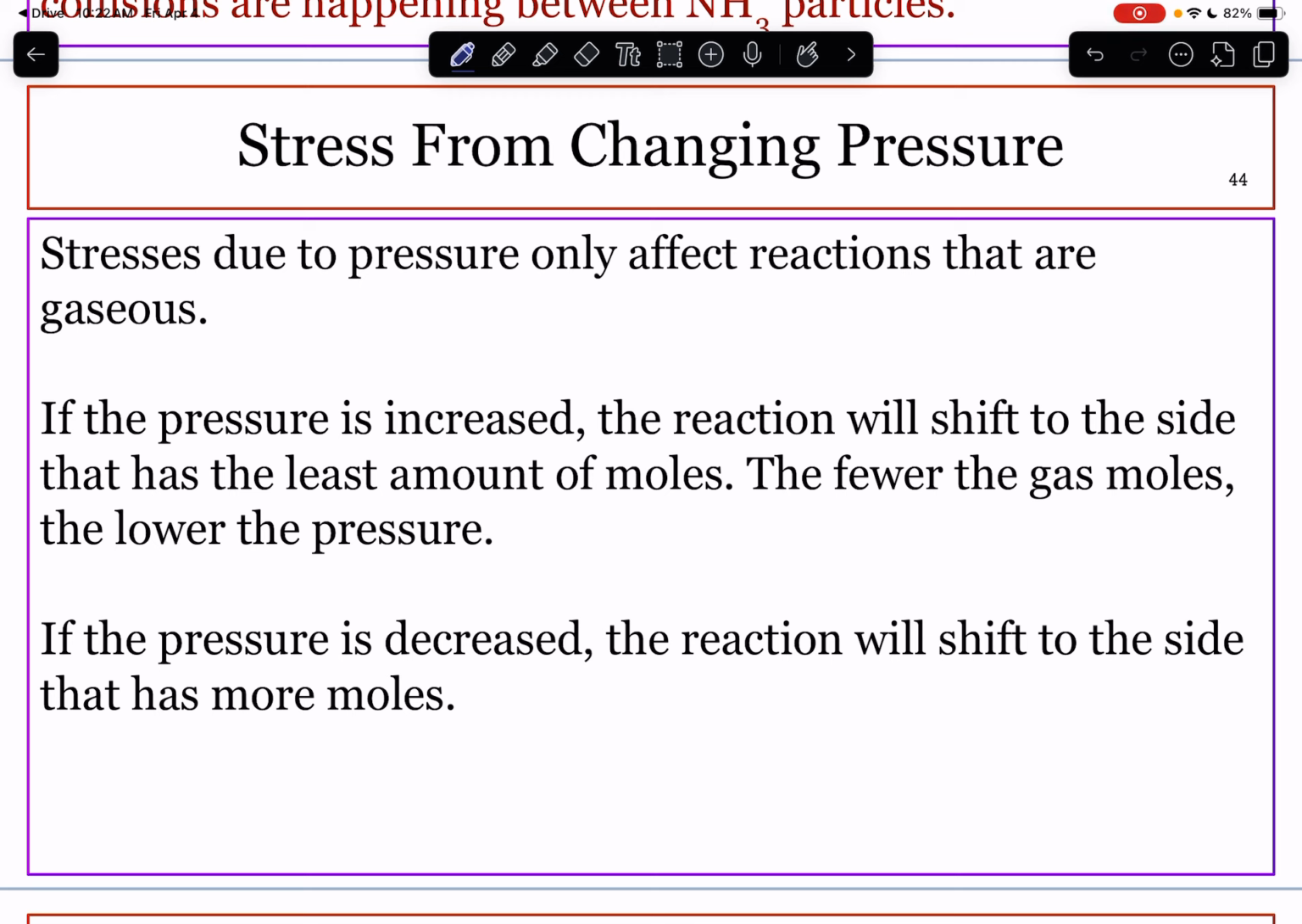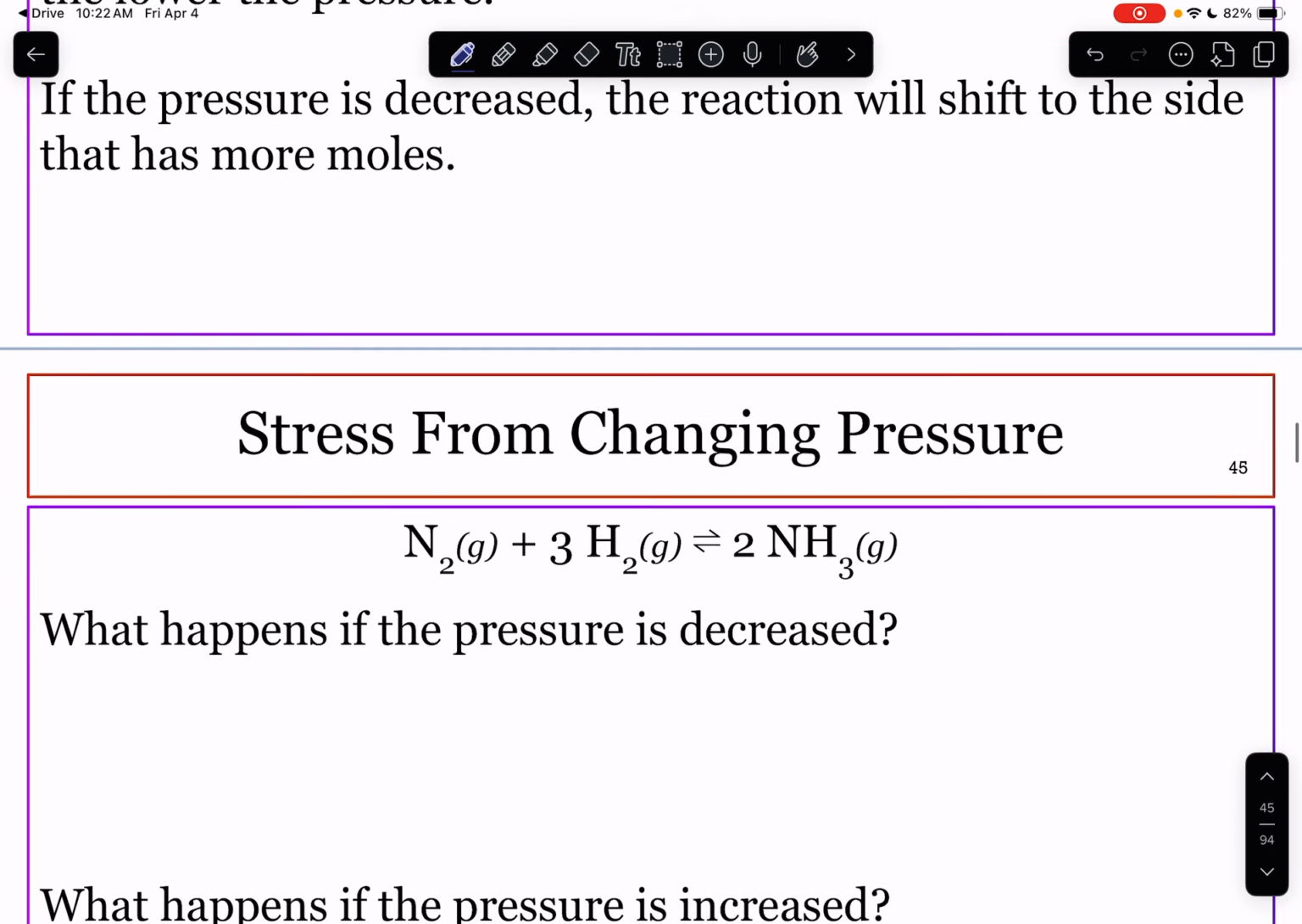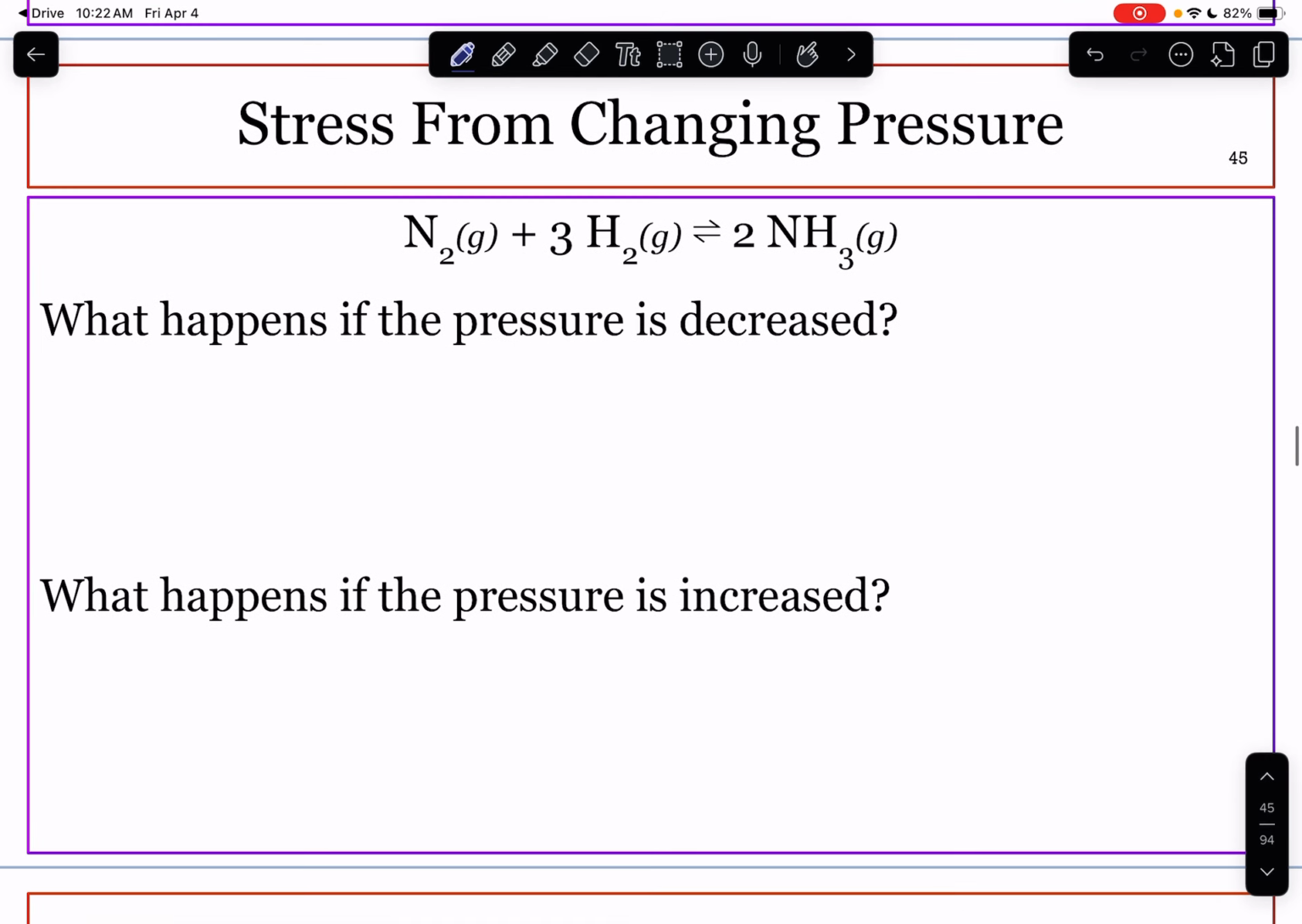In the opposite way, if the pressure is decreased on the system, then the reaction will shift to the side that has more moles. We can count the amount of moles on the product side versus the reactant side by counting the coefficients on only the gaseous particles. So in this example reaction, all three of the substances are gas molecules. They're all in the gas phase.